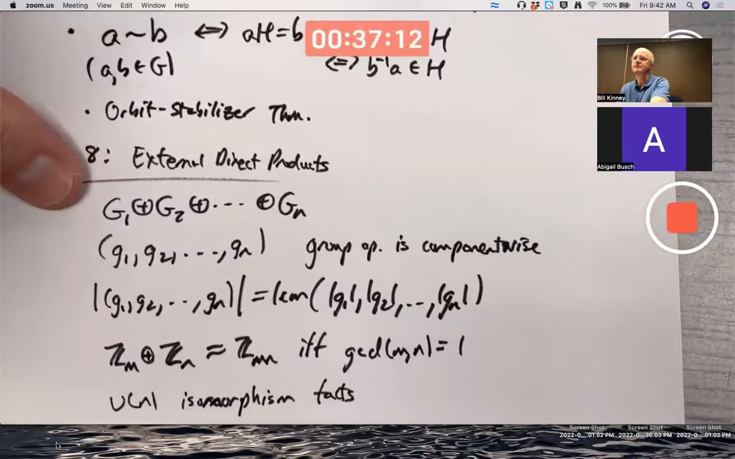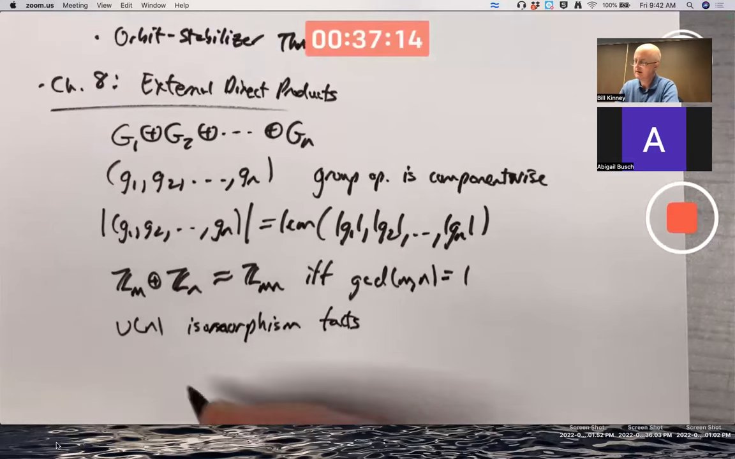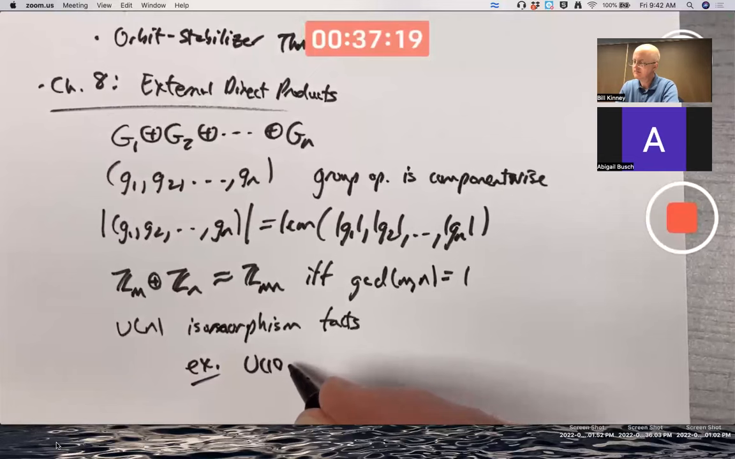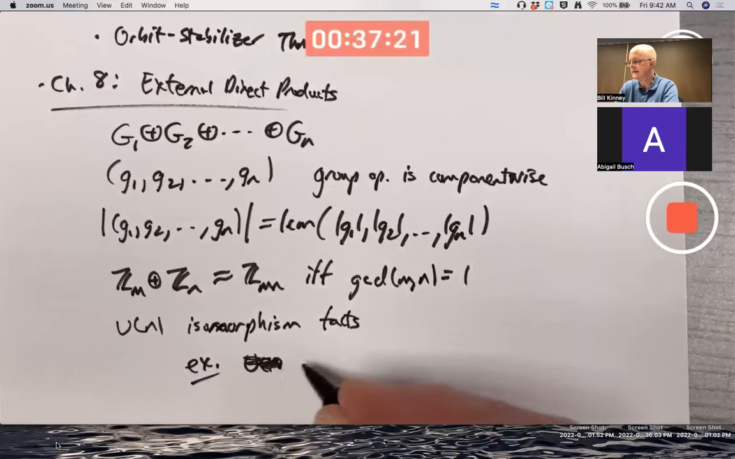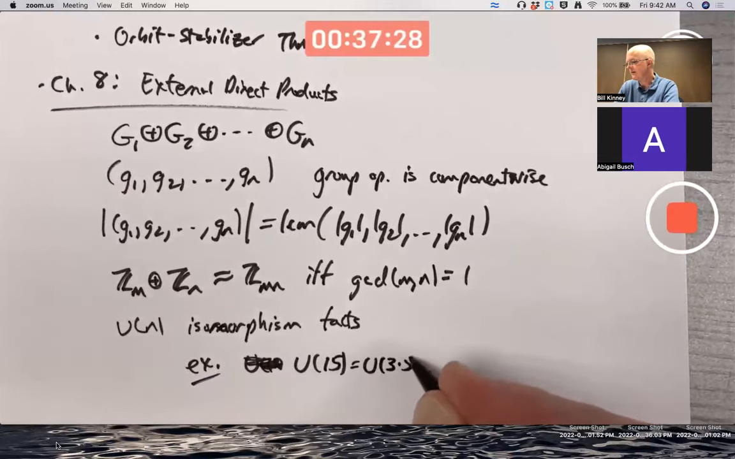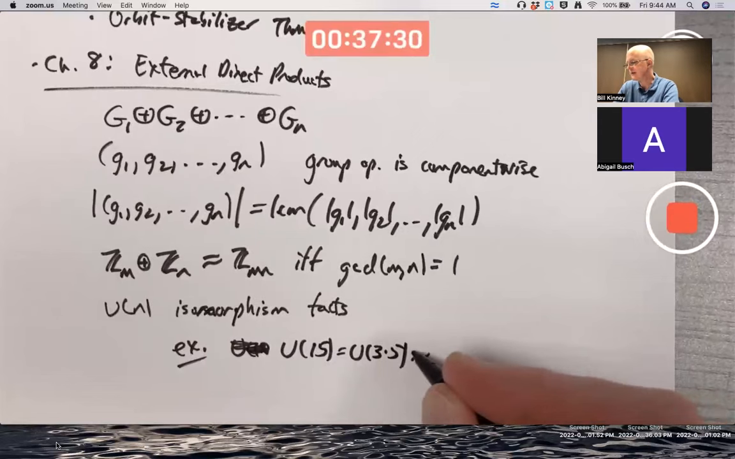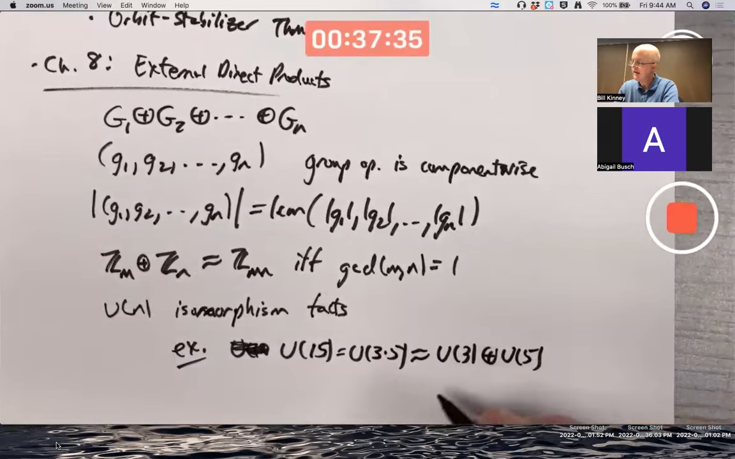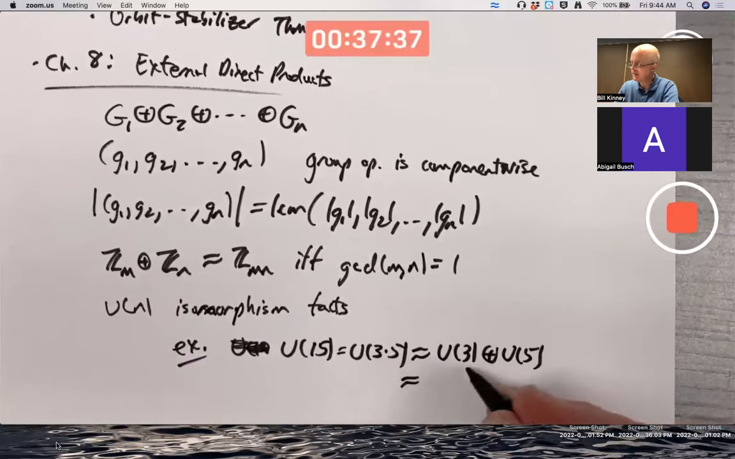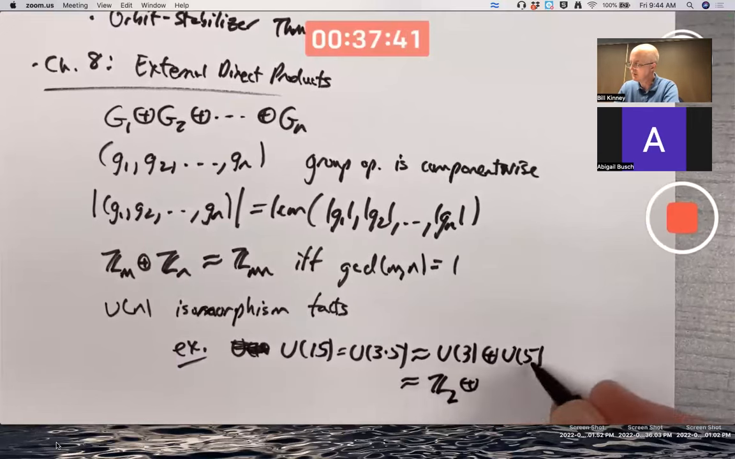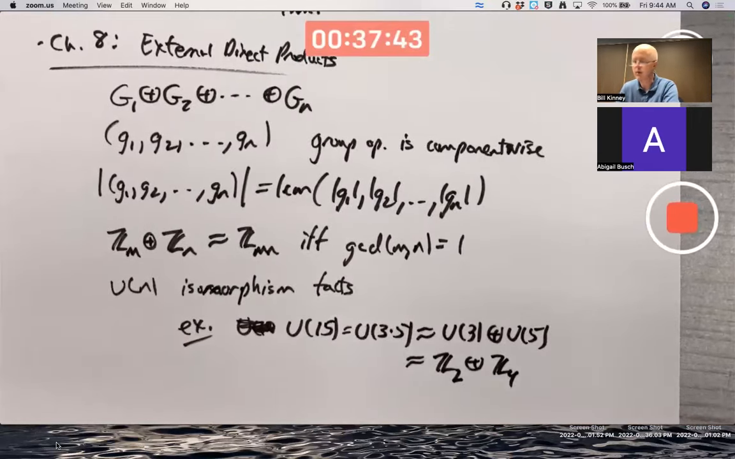For example, U10, for example. Let's do a little bit more interesting example. U15, since 3 and 5 are relatively prime, turns out to be isomorphic to the external direct product of U3 and U5. And then both of those things, since 3 and 5 are prime, are cyclic. This one's isomorphic to Z2, and this one's isomorphic to Z4, for example.